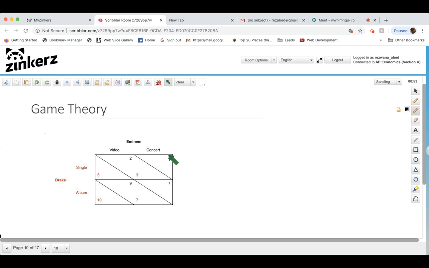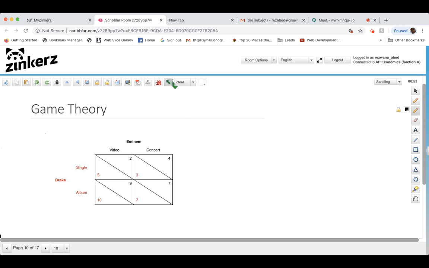The numbers here can be anything. They can sometimes be profit, or different things, as we will see later. Here, just imagine that they mean millions of dollars or something. So $3 million for Drake if he releases a single, and $4 million for Eminem if he does a concert. Now, how do we go about analyzing this?